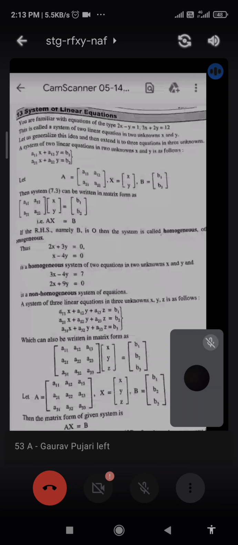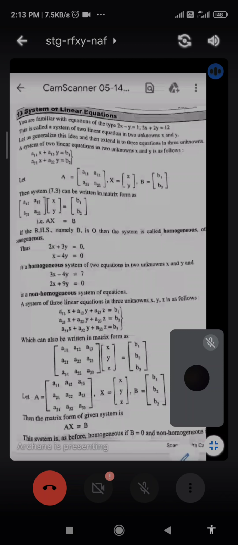So I already told you about what is meant by linear. Linear, that means the variables used in a system of linear equations, there are the variables x, y, z, but their degree is always 1. So it's called as a linear equation. Each and every variable used in the system of linear equations has degree 1.